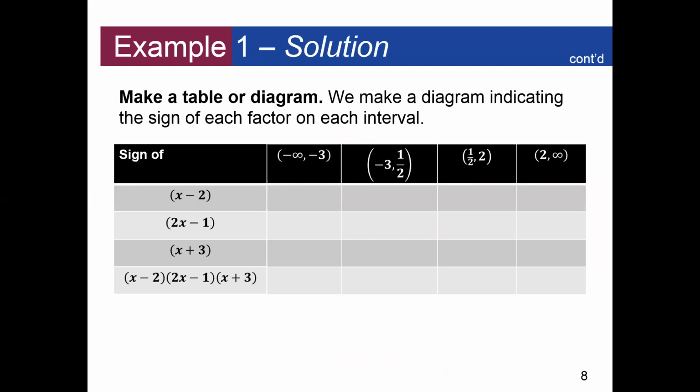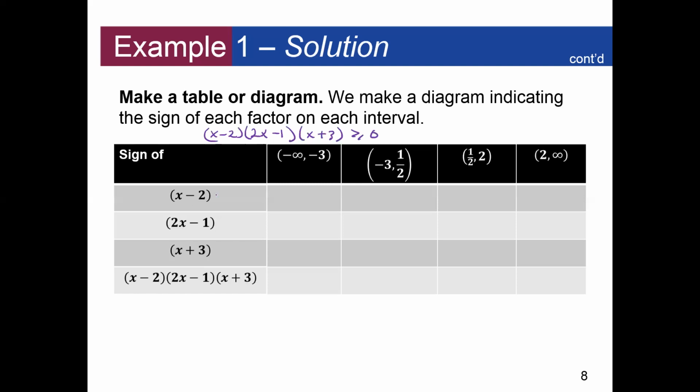Now, this table is different. I've updated the PowerPoint, so please make sure you have the most current one. So the intervals are put here. Okay, we have these columns for the intervals: negative infinity to negative 3, negative 3 to 1/2, 1/2 to 2, and 2 to positive infinity. Then the factors we have, remember, it's minus x minus 2 times 2x minus 1, and then x plus 3. And this is greater than or equal to 0.